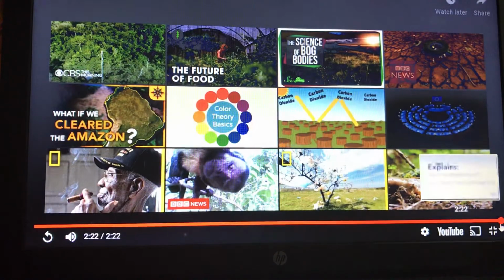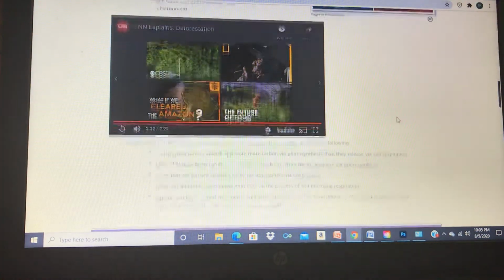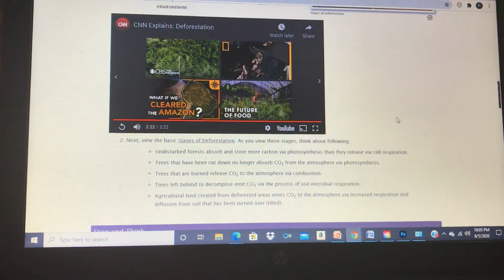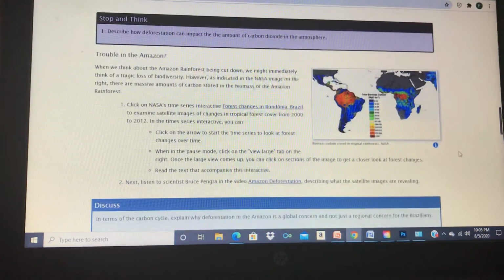All right, so that video just really told us the same stuff that we had already talked about. In agriculture, that deforestation is used for cropland, for different farming animals. It is used to build buildings, different things like that. So it says here, we are going to come down here.